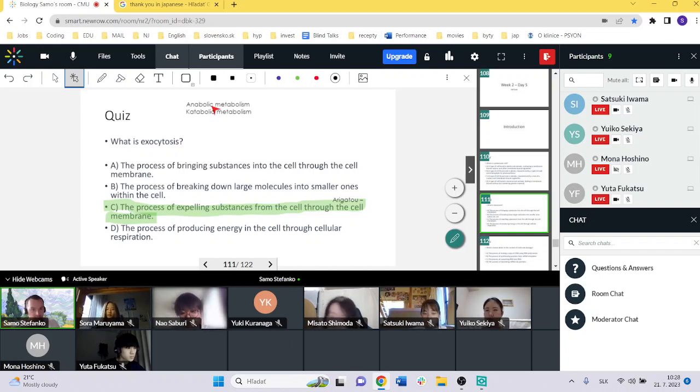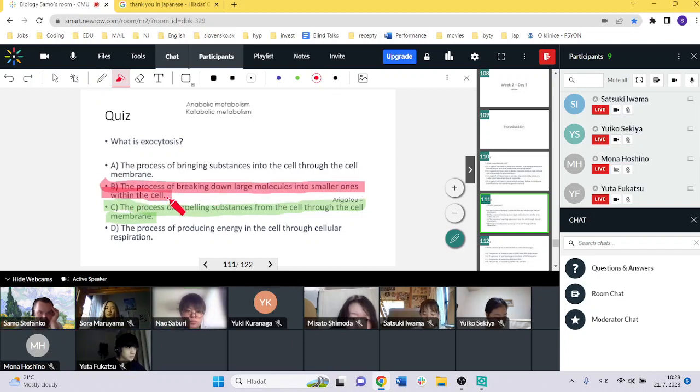On the other hand, catabolic metabolism is the way when large molecules are breaking down into smaller ones to release the energy. Catabolic metabolisms are prevailing in older people. Okay, perfect. So, what would be the name for B? What kind of metabolism? Catabolic metabolism. Perfect.